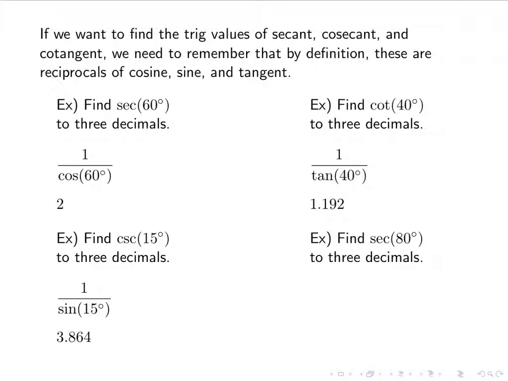How about finding secant of 80 degrees? So again, secant is the reciprocal of cosine. So we have 1 over cosine of 80 degrees. Plugging that into my calculator, I'm getting something, again, at least 1. It's 5.759.